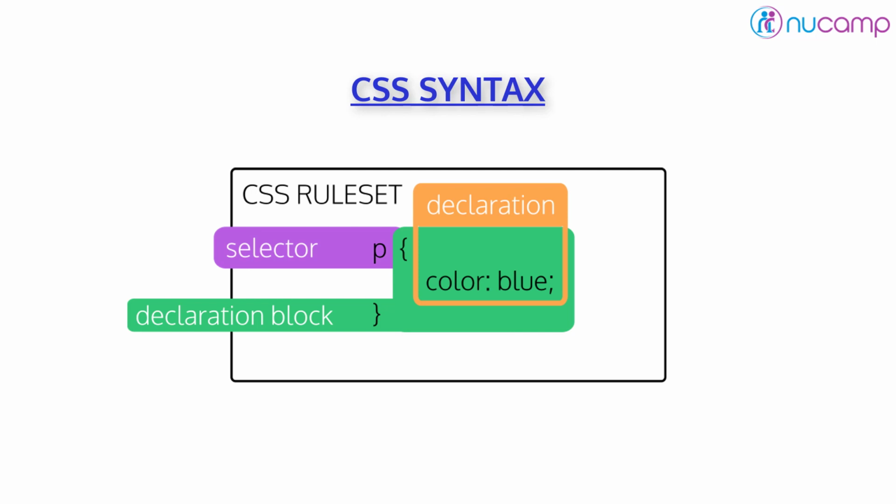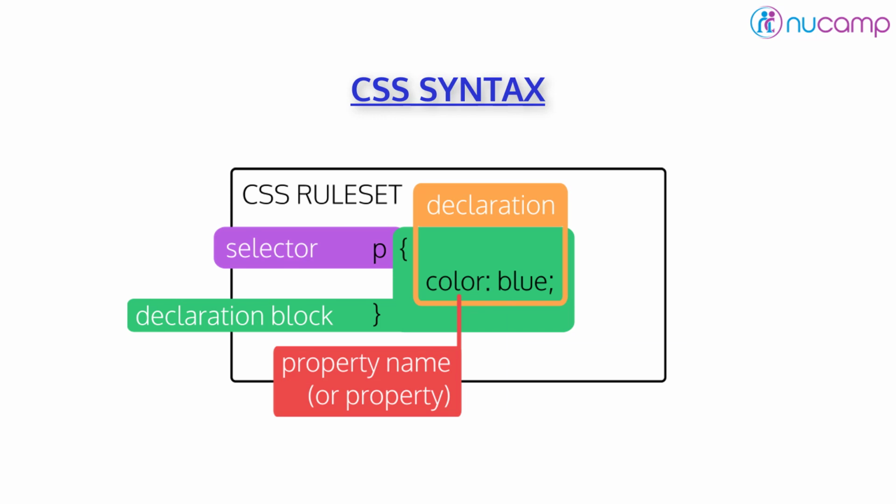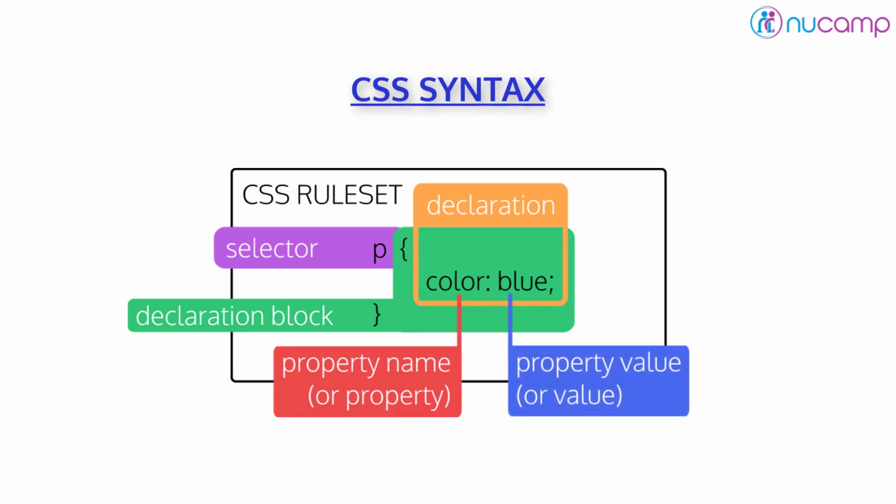CSS declarations are made up of two parts: a property name and a property value, which can also be called property and value for short. The property and the value are separated by a colon, and each declaration ends with a semicolon. The ending curly brace should go on its own line at the very end.